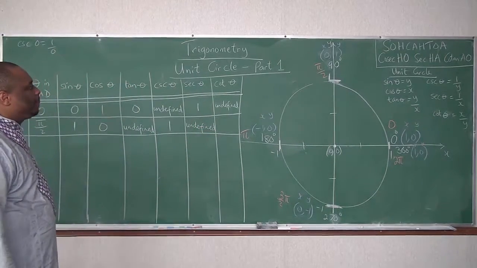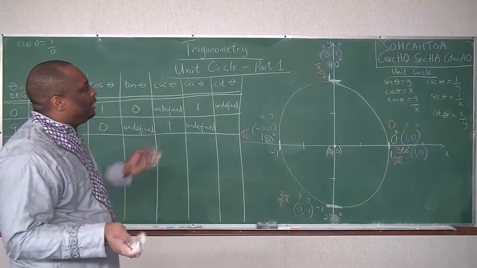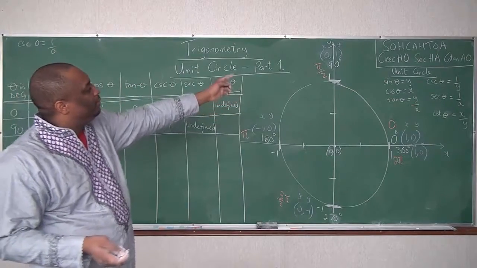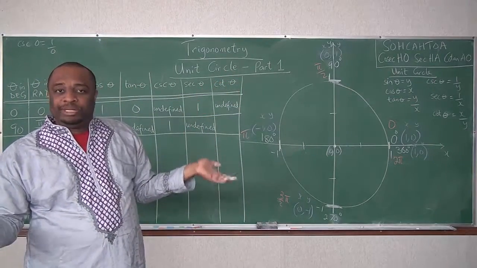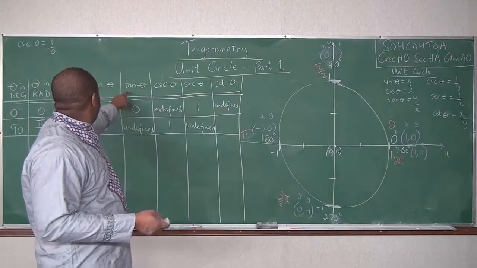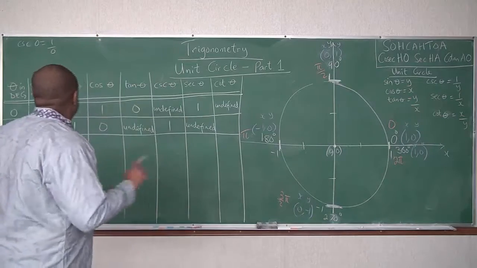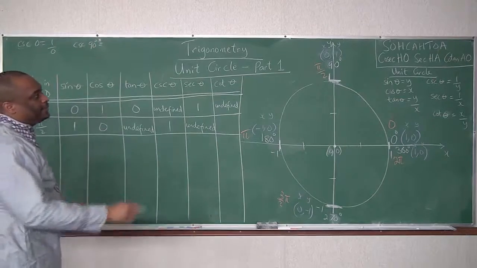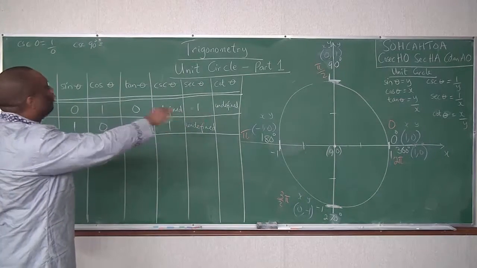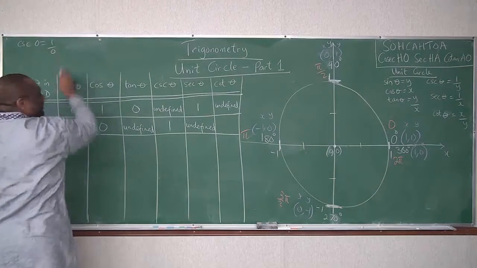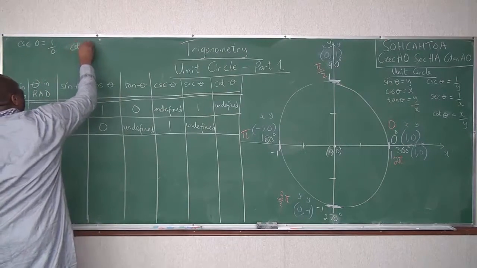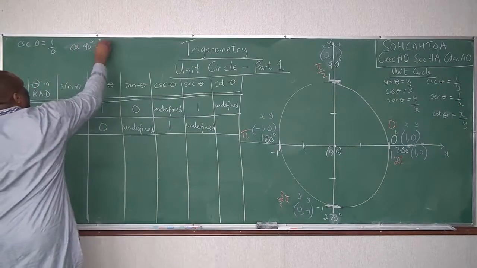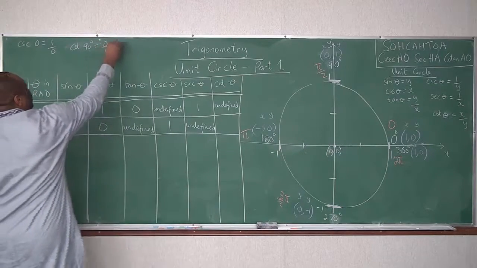Now, cotan 90, let's do it x over y. It will be 0 divided by 1, which is 0. But guess what? If we do it 1 over tan 90, you see what I'm talking about now? Cotan 90 degrees, my bad, is x over y, which is 0 over 1, which is 0.